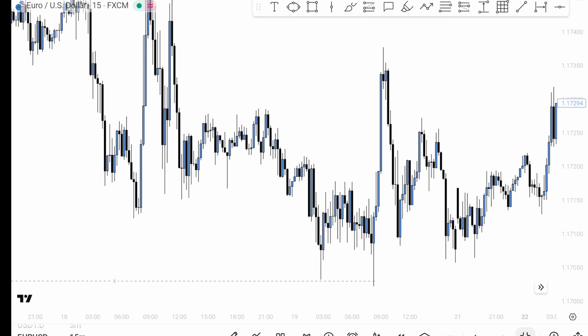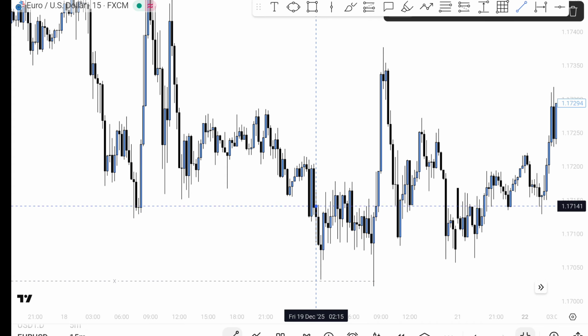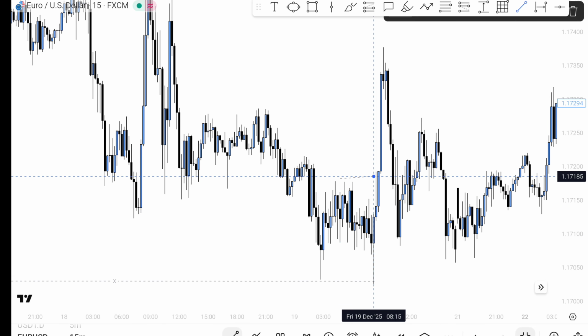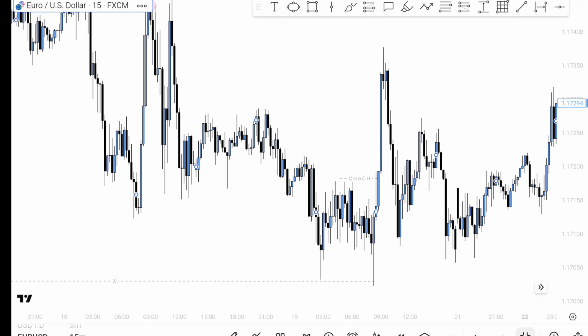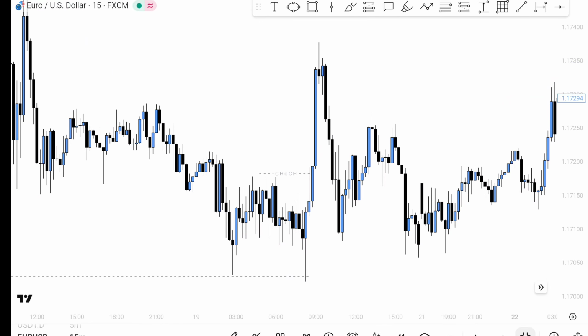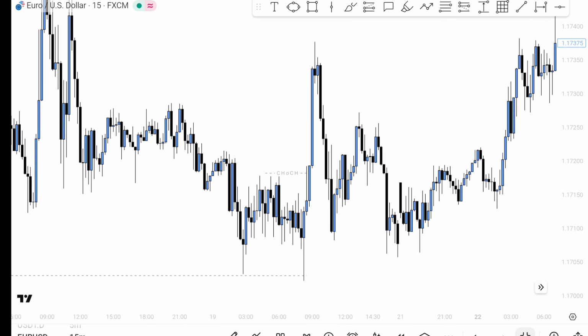Whenever the market sweeps the liquidity, the first high broken is the change of character. Or you can say that you don't need the change of character at that point, because whether you call it a change of character or not, it is the same thing. All we have to know is that the market can reverse from this point. As you can see, this was a liquidity sweep.